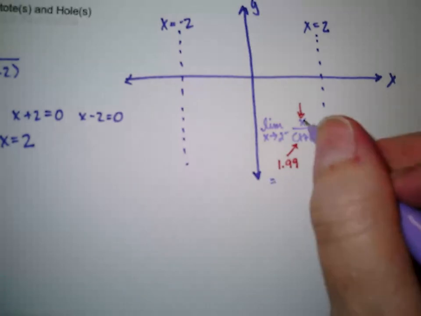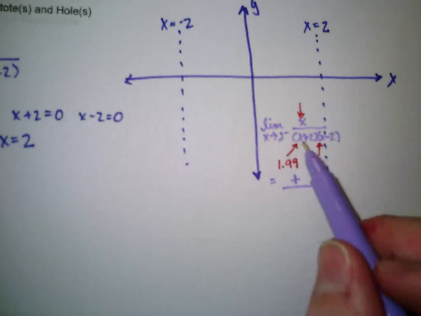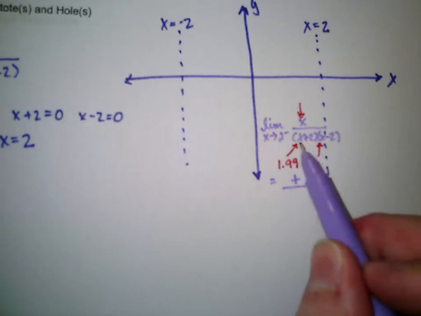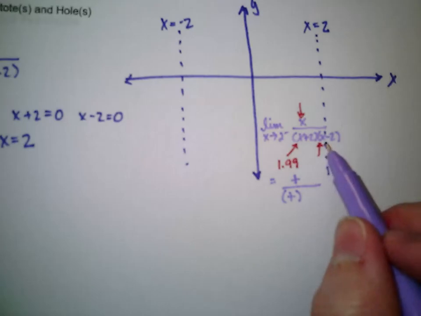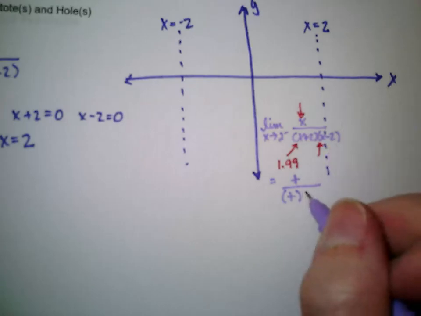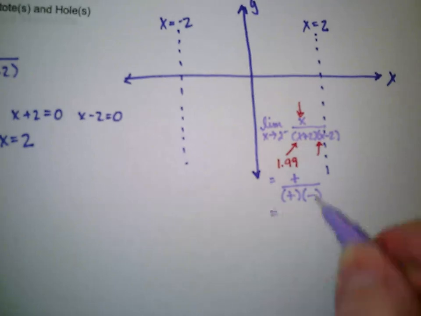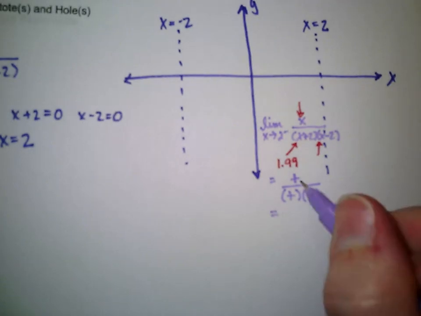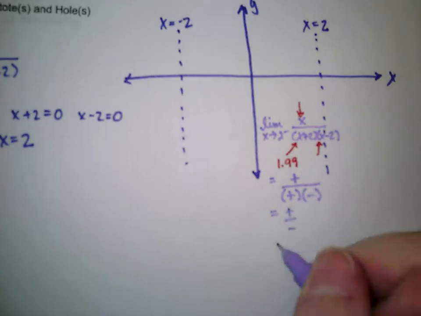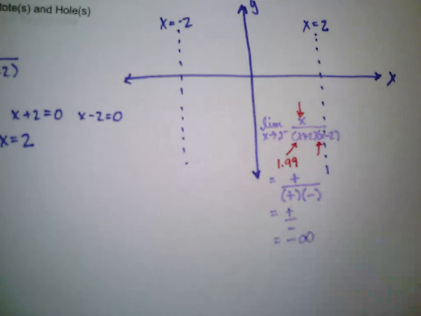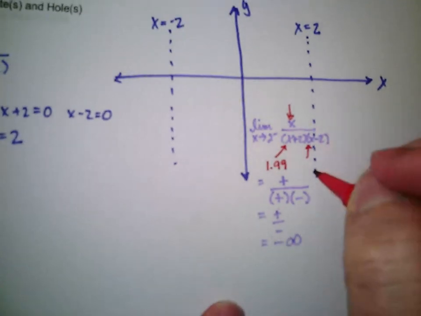If I replace this x with 1.99, the numerator will be positive. If I replace this x, 1.99 plus 2, that is going to be positive. 1.99 minus 2, that is going to be negative. So when I multiply those two and have a positive over it, that gives me a positive divided by a negative. So on the left-hand side of that asymptote, the function is headed towards negative infinity.